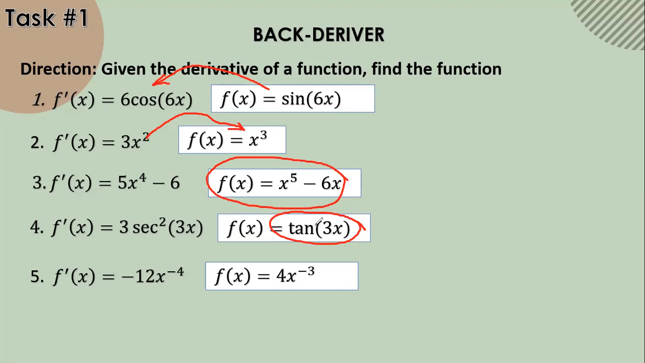So, for the fifth item, we have f prime of x is equal to negative 12x raised to the negative 4. So its original function is f of x is equal to 4x raised to negative 3.